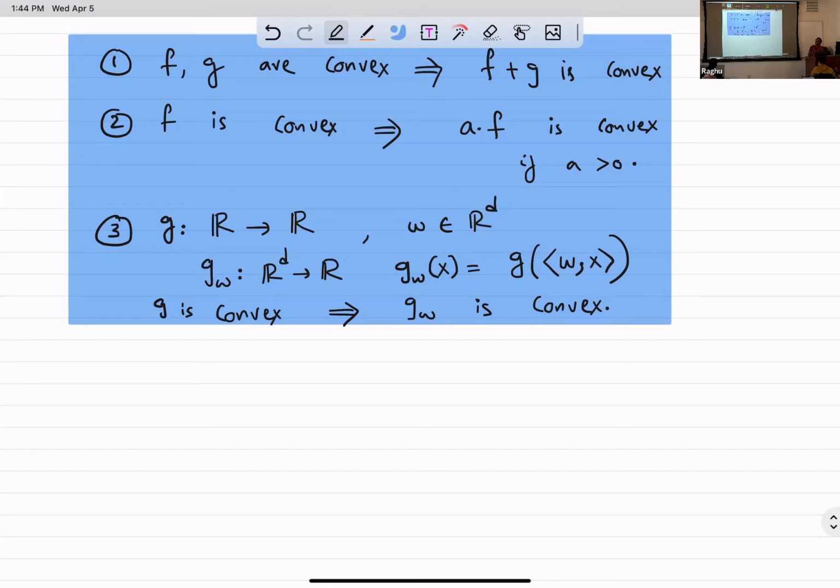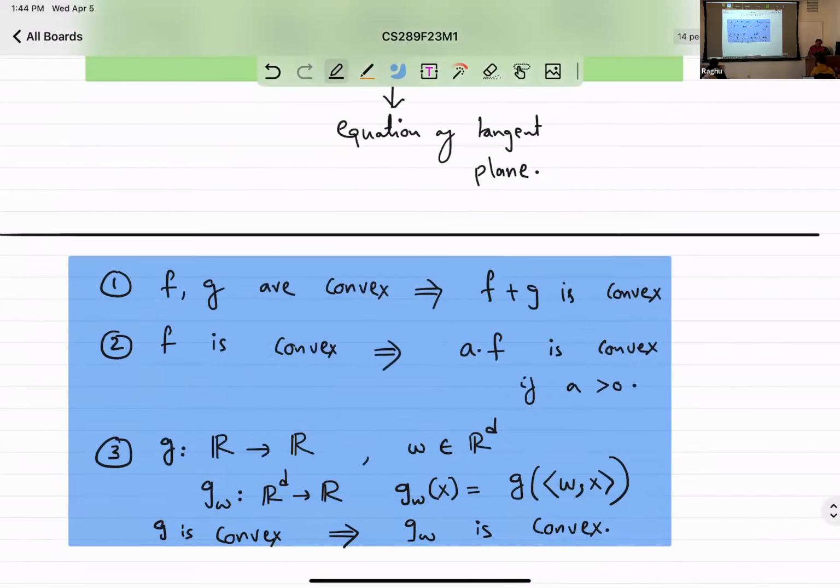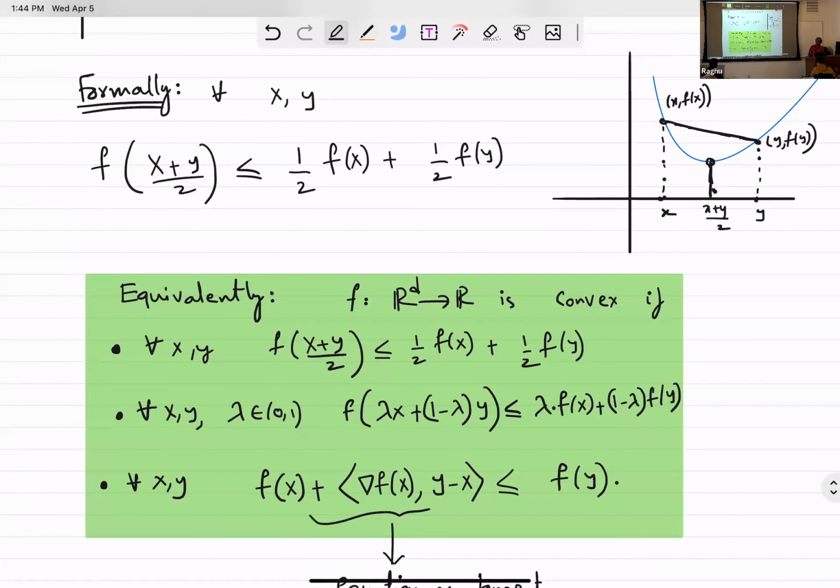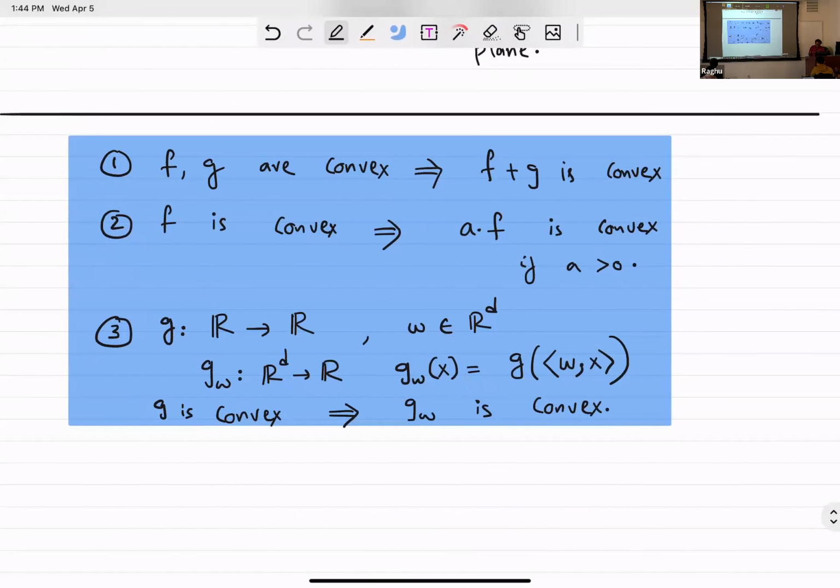Yeah, your function is considered convex because it will satisfy these inequalities. The multiple a just has to be non-negative. That's a good point.